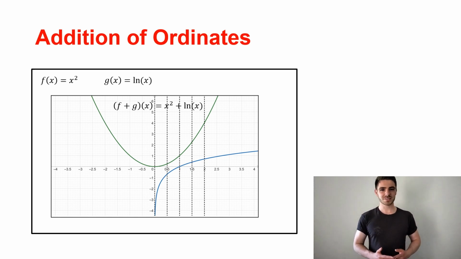If you're only doing this to get a feel for what the graph looks like, then you can just eyeball it by looking at the grid. For example, along the line x equals 0.5, we can see that the logarithm is roughly negative 0.7, and the quadratic is going to be a quarter, so the result is going to be negative 0.45. If you do this for all the other points along the function, all you have to do then is draw a smooth curve connecting all of those points. And there you have it, the graph of f plus g of x.